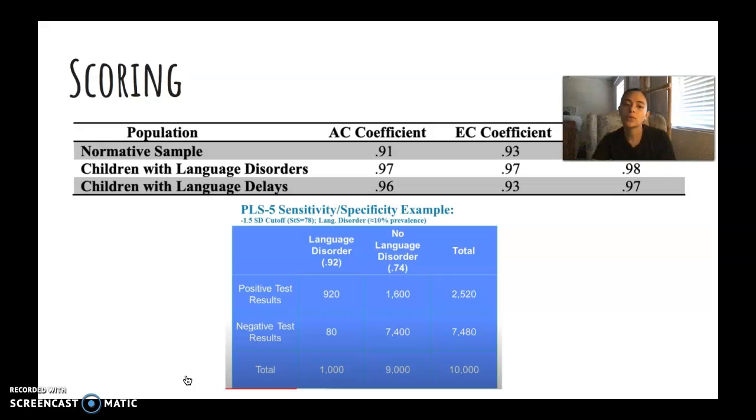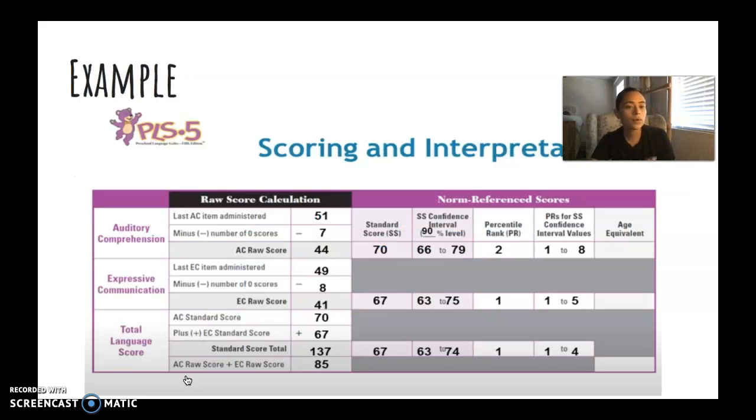And then this is the scoring. These are what is considered standard. So this is what the standard score looks like. And this is an example of a child and what the child got. This is the scores.